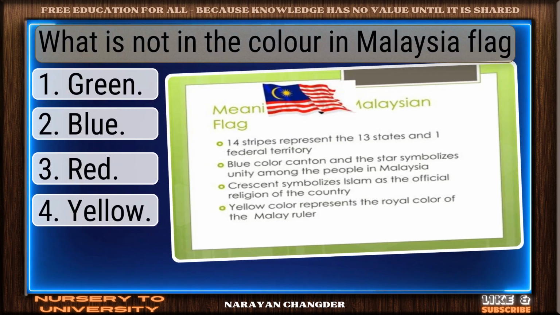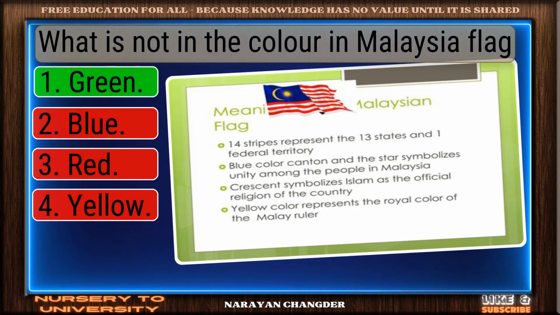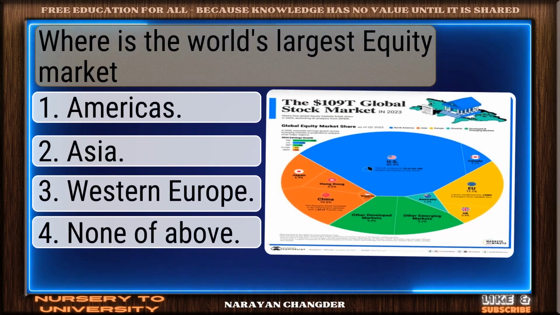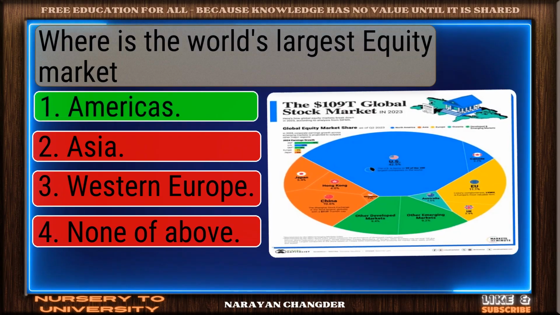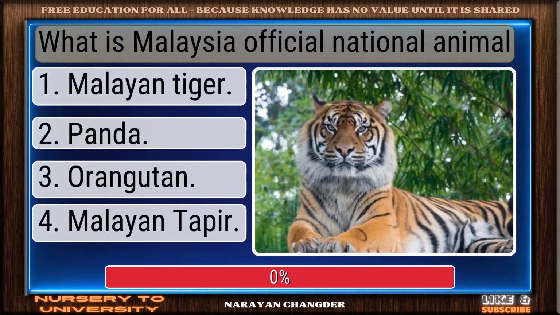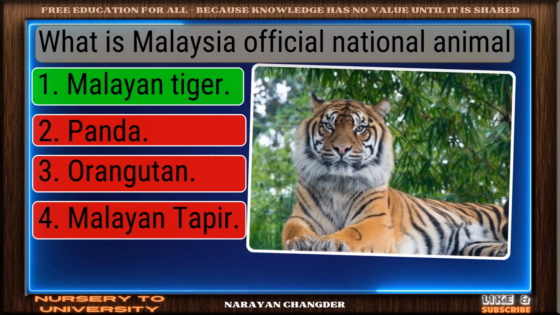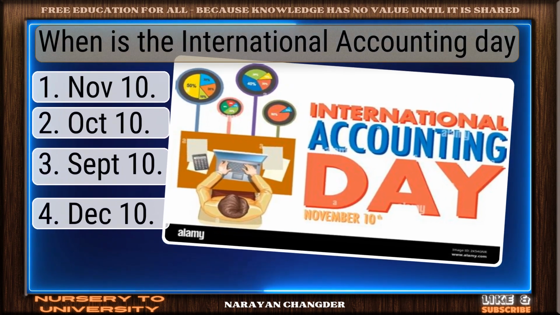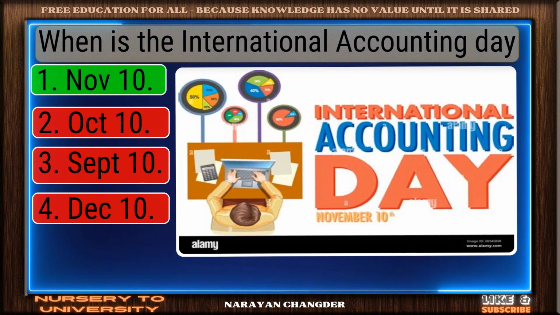What is not in the colors in the Malaysia flag? Well picked. Green is the correct answer. Where is the world's largest equity market? Good job. Your answer, Americas, works well here. What is Malaysia's official national animal? On track. Malayan tiger is the correct answer. When is the International Accounting Day? Solid response. Nov 10 is a valid choice.